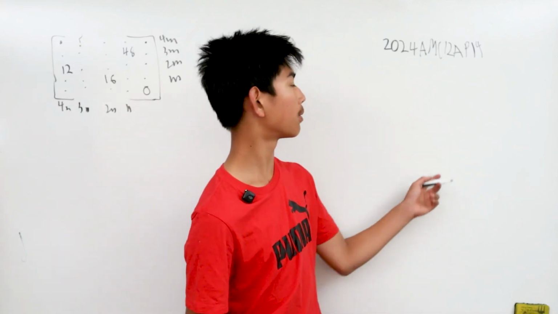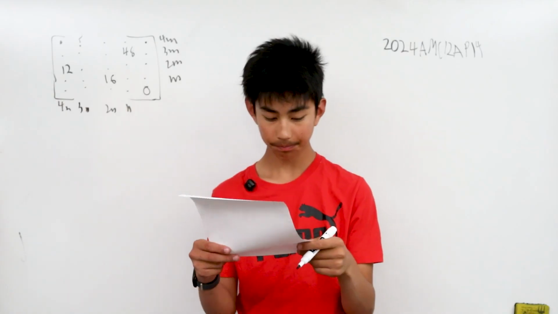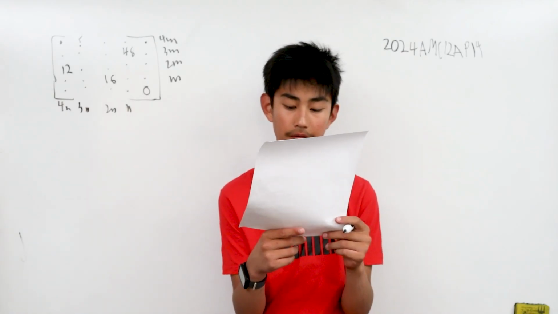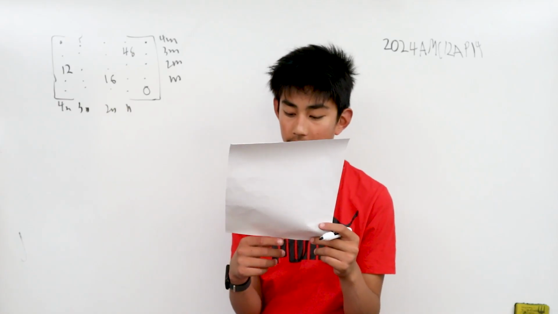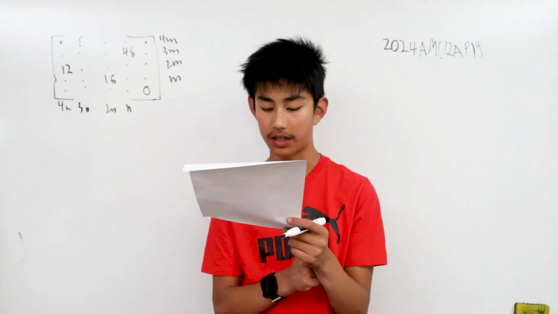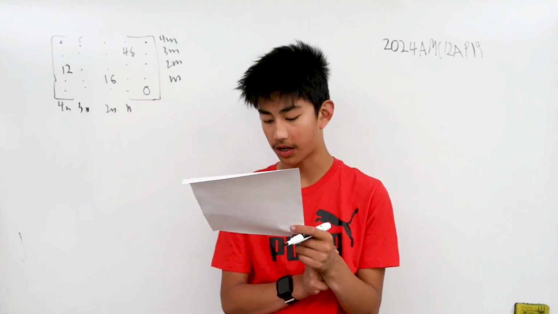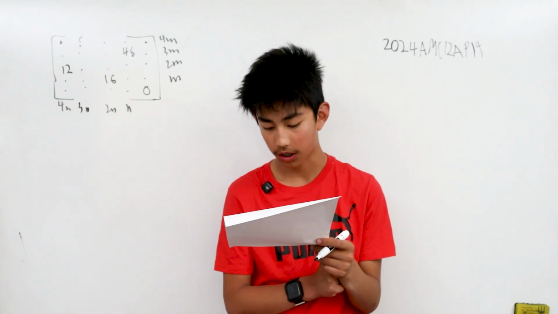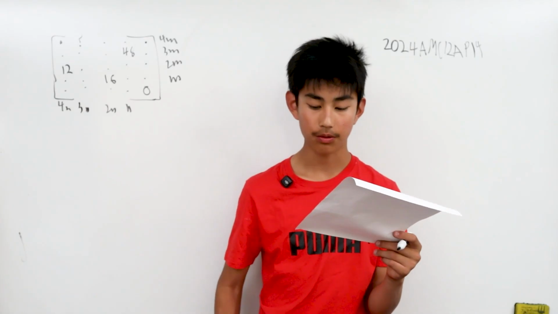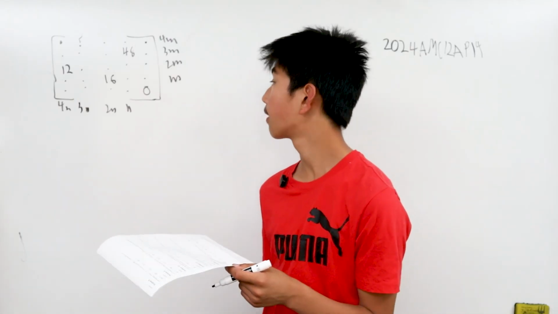We're solving problem 14 from the 2024 AMC 12A. The numbers in order of each row and the numbers in order of each column of a 5 by 5 array of integers form an arithmetic progression of length 5. The numbers in positions (5,5), (2,4), (4,3), and (3,1) are 0, 48, 16, and 12 respectively. What number is in position (1,2)?